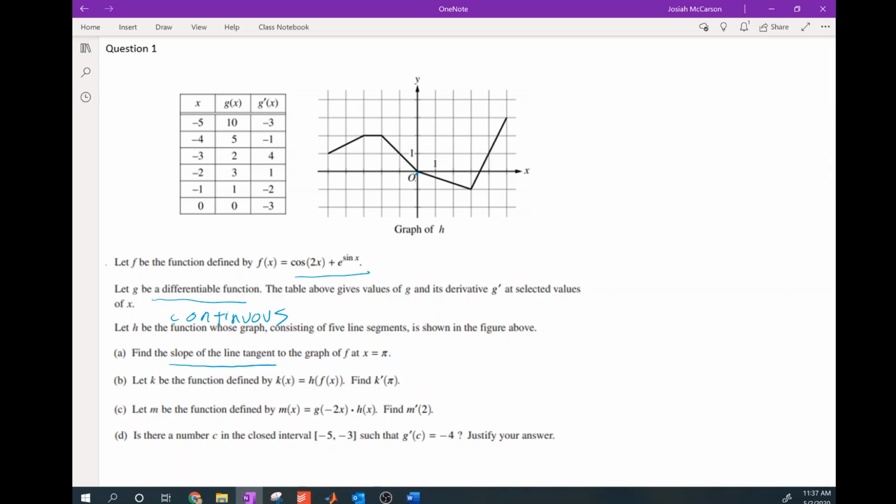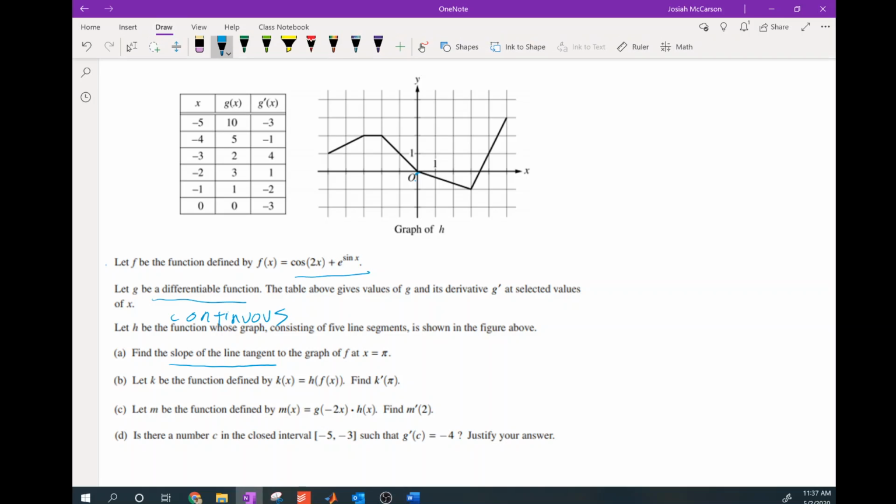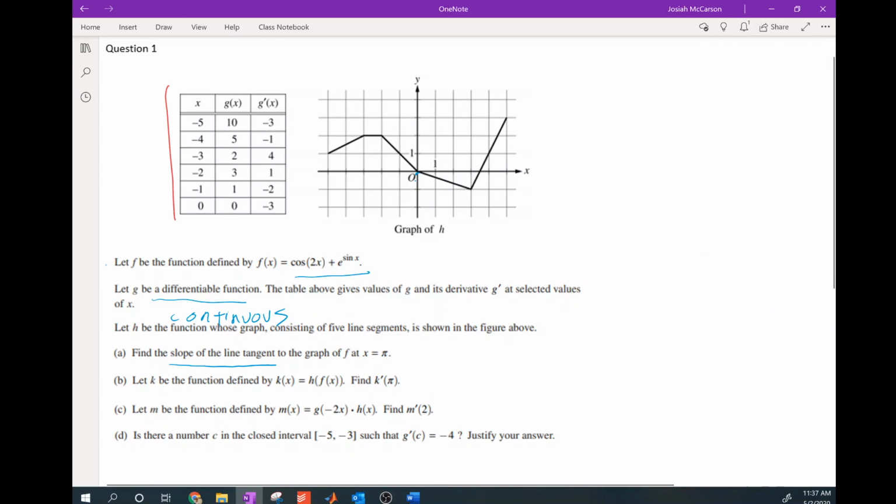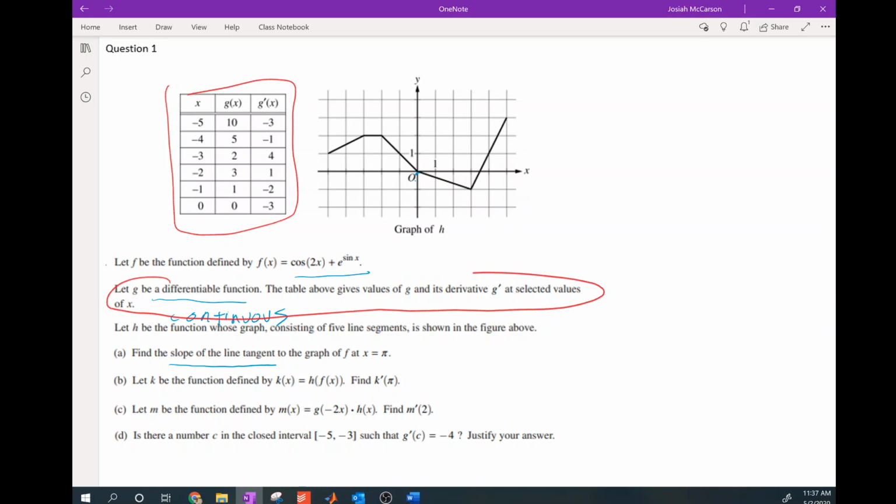Let's get started. Is there a number C on the closed interval of negative 5, negative 3 such that G prime of C equals negative 4? Justify your answer. So remember, we're talking about G and only G. So let's look for any clues we know about function G. Well, remember we found that an extremely important part, that if G is differentiable, it's also continuous.